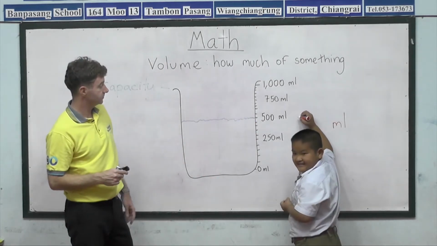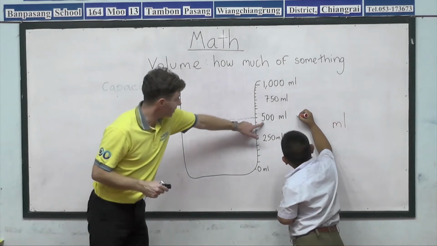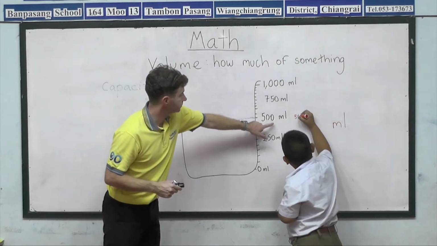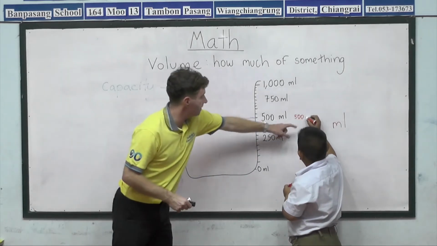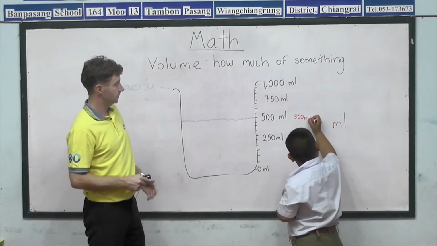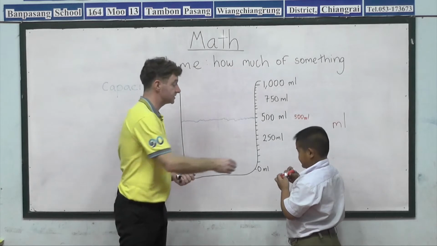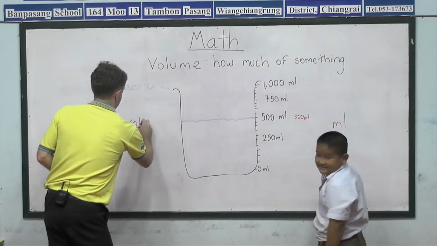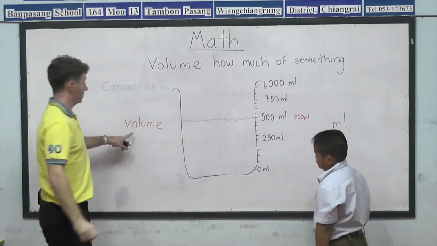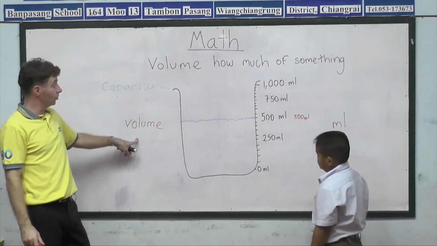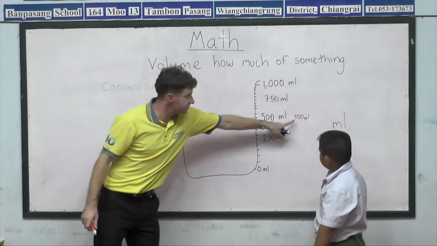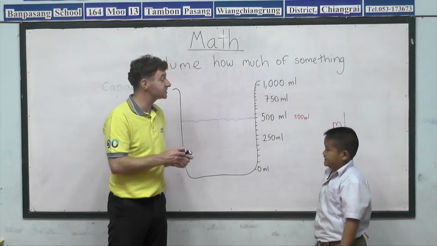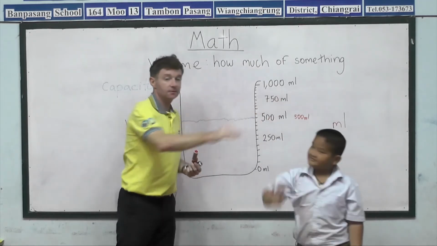500. 0 and 0, and then ml. Excellent. So we can say, can I borrow the red pen? Volume of our container now is Net, 500 milliliters. Excellent. Well done. Round of applause for Nick.